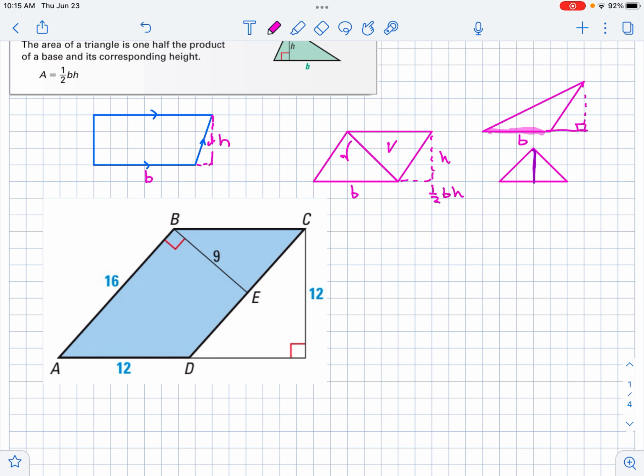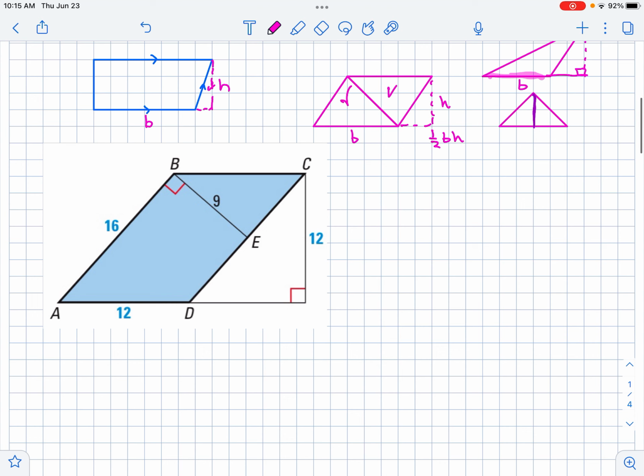Now look at this. Let's just look at this one and see how we would get the area of this thing. And let's suppose this is a parallelogram. Okay, so one of the ways we could do this is we could just take the base times the height, and we get 144. Okay, that's one of the ways we could do it.